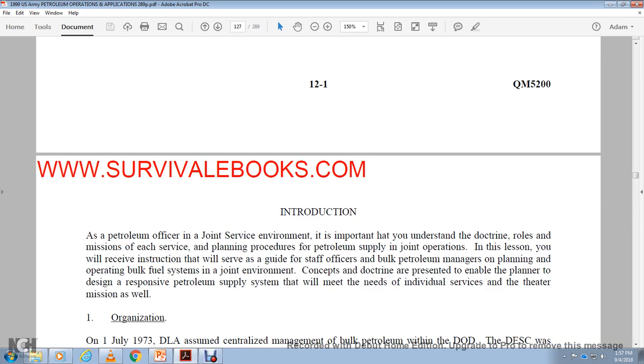Introduction. As a petroleum officer joins the joint environment, you must understand the doctrine and the role and mission of each service in planning and executing petroleum support for joint operations. In this lesson, we will share instruction on how to advise the staff on bulk petroleum management, operating the bulk fuel system, and the joint environmental concept of the doctrine, enabling you to plan and design a responsive petroleum supply system that will meet the needs of the individual services and the theater mission as well.